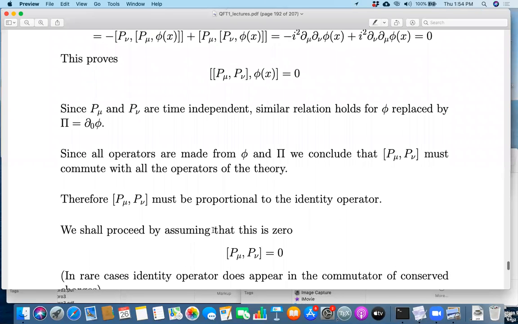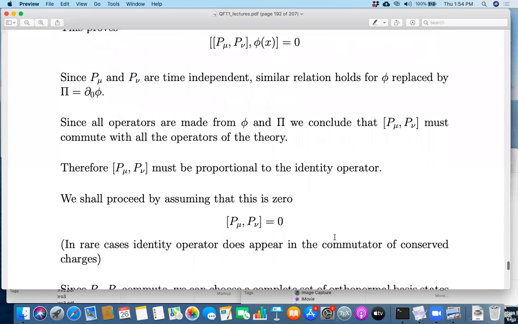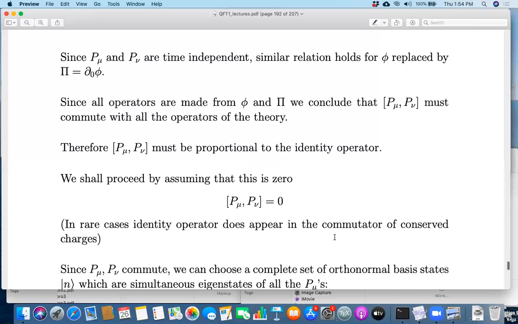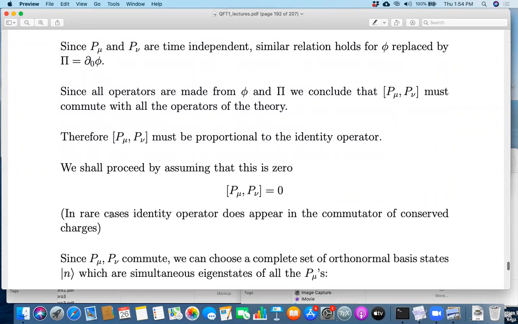And now we have to make a jump. We'll proceed by assuming that this is 0. That whenever some commutator between two conserved charges is proportional to the identity operator, we'll assume that this is 0. Now, this is not always true. I should just add that there are rare cases where the identity operator does appear in the commutator of conserved charges, but we will not encounter those cases in our lectures. So we'll proceed by assuming that the fact that p mu commutes with every operator in the theory means that the p mu commutator must be 0 itself.